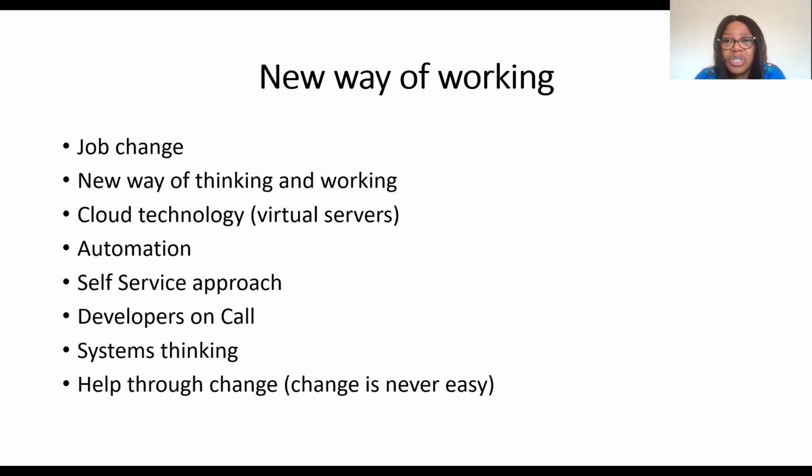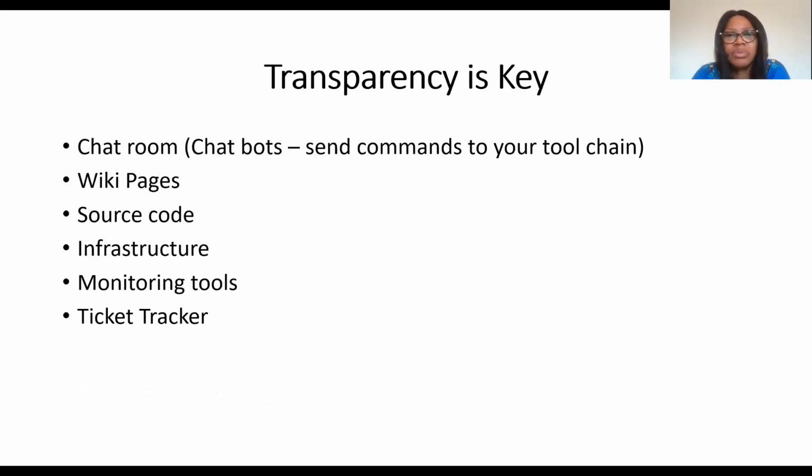So help people through change. Change is difficult. It's an emotional journey. So it is important that you're able to help them do that. Transparency. Agile DevOps environment. It's a transparent environment.